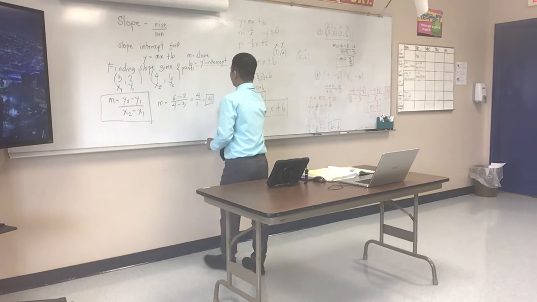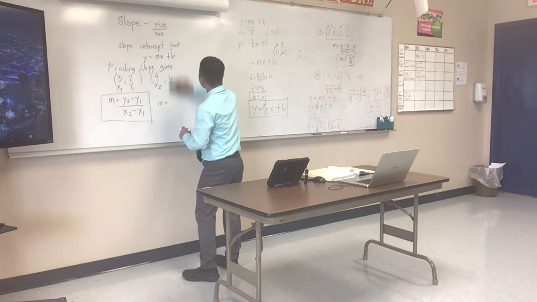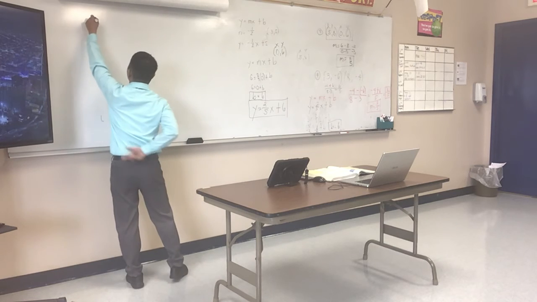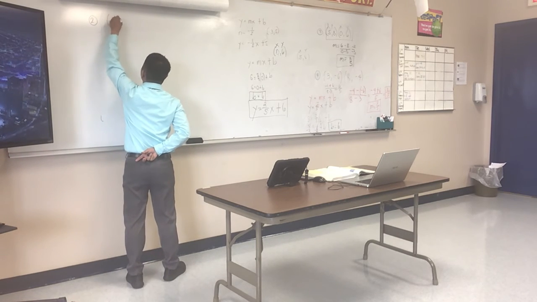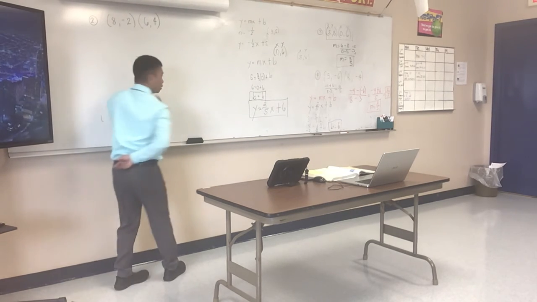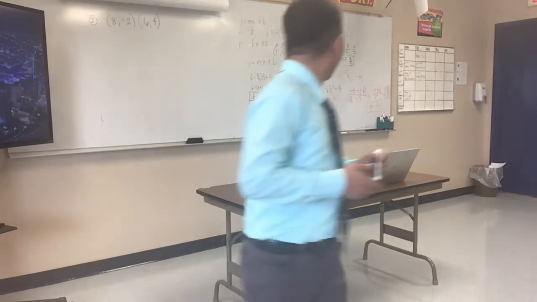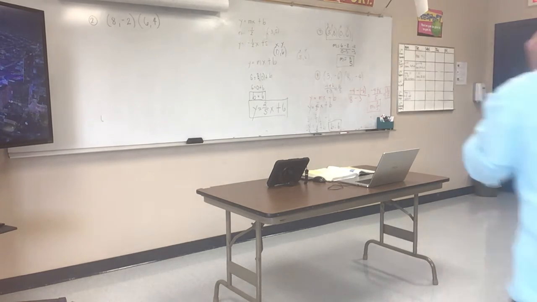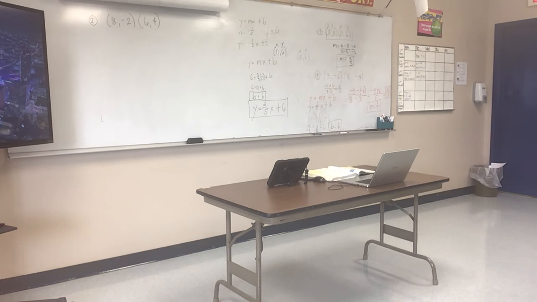Okay, how about this one? We can solve for the slope and the equation of a line. We have (8, -2) and (6, 4). Sam, can you solve for the slope? Just the slope first.